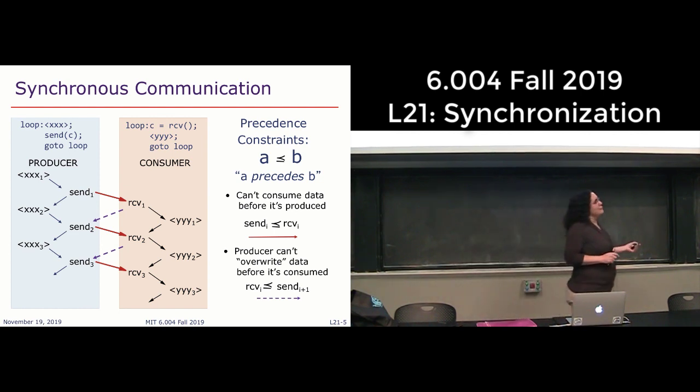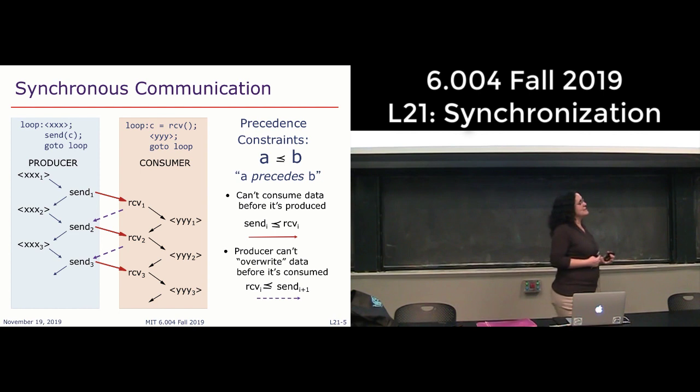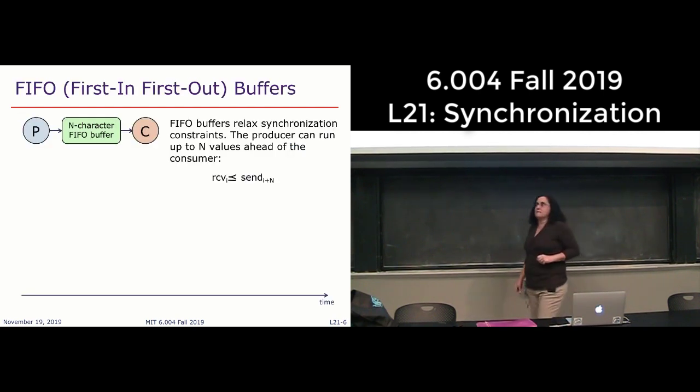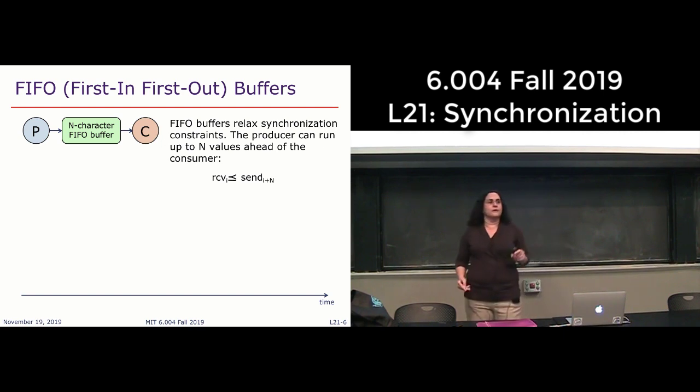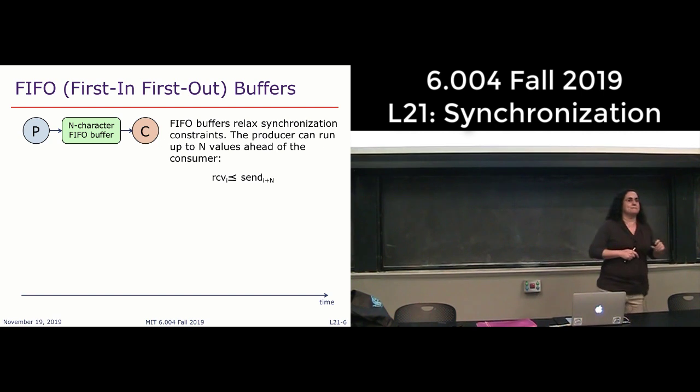Now, if we have two programs that are so tightly synced with each other, it might be kind of hard to actually get any parallelism out of them. And so generally what we want is to be able to define some precedence constraints, but have a little more wiggle room than defining an exact ordering. The way we do that is basically by using what we call FIFO, or first in, first out buffers. So what does this mean?